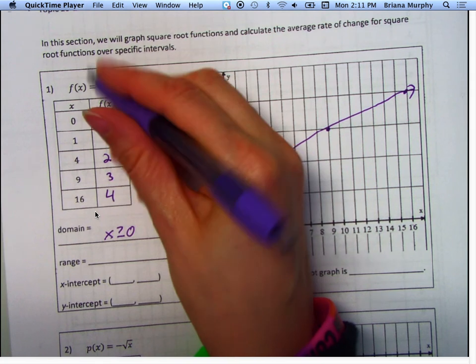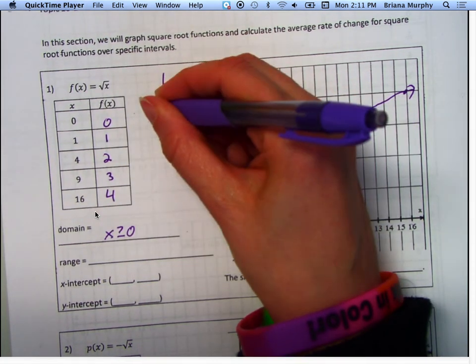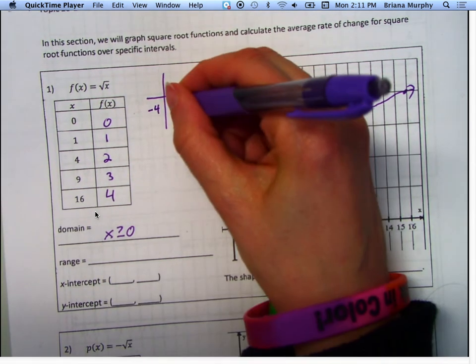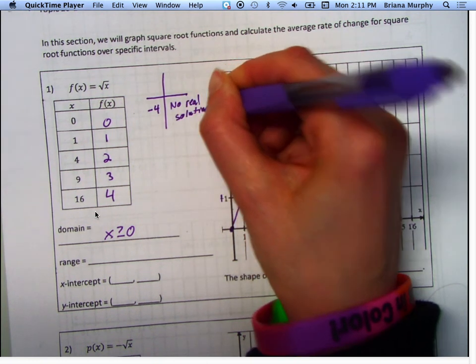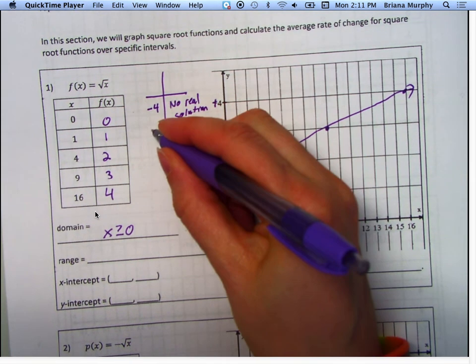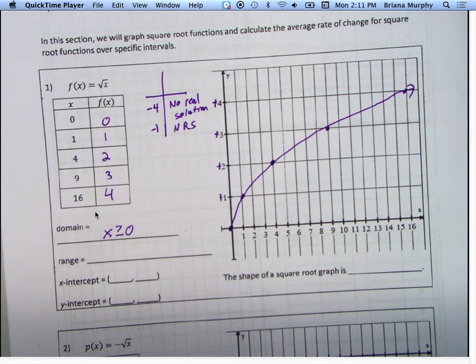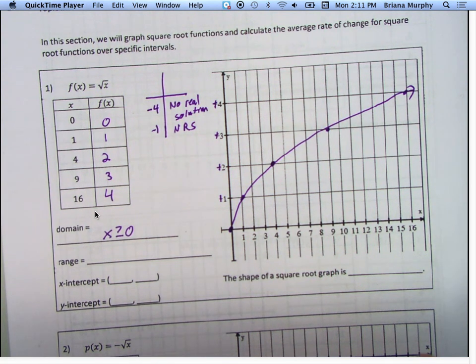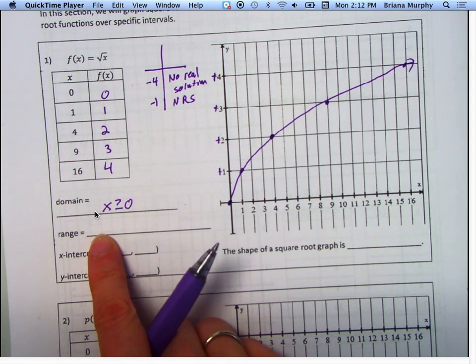What if I extended my table? We're pretending this is the top of my table. What if I did negative 4? What's the square root of negative 4? What would I have to write? There isn't one. No real solution. Okay? So negative 1 doesn't work, right? Because it's no real solution. They don't exist. So that's why my domain has to be, x has to be greater than or equal to 0. Can we just write that? Okay. So that's always the answer.